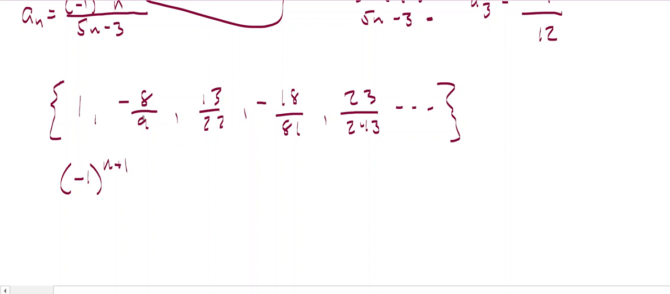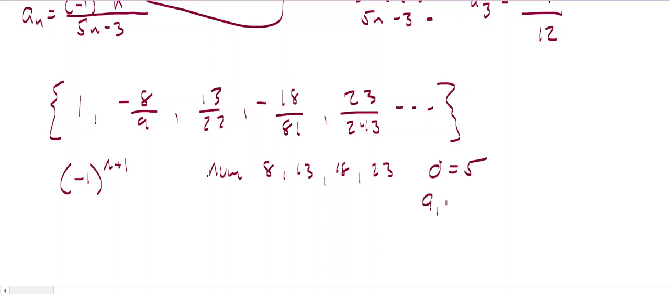Now, in the numerator, if you just skip the first term for now, and eliminate the negatives and just consider them positive, the numerator, what do we have? We have 8, 13, 18, 23, and it appears that this is arithmetic. We have a common difference. So there is a common difference of 5, but be careful.